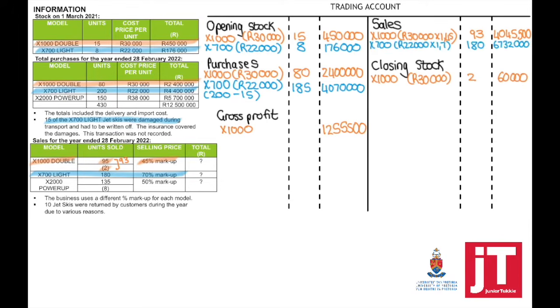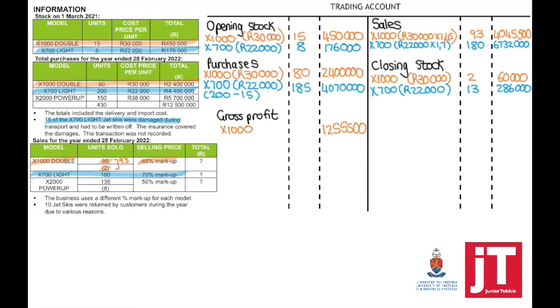To calculate the sales, 180 were sold. It's a 70% markup percentage, which means we need to take the cost times 170 divided by 100 to get a selling price. There were no returns by customers. This is why we're going to take 180 times the selling price.